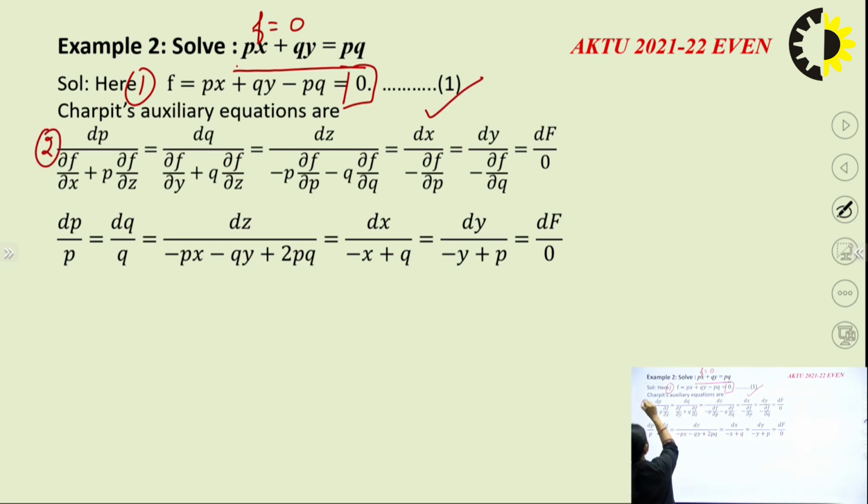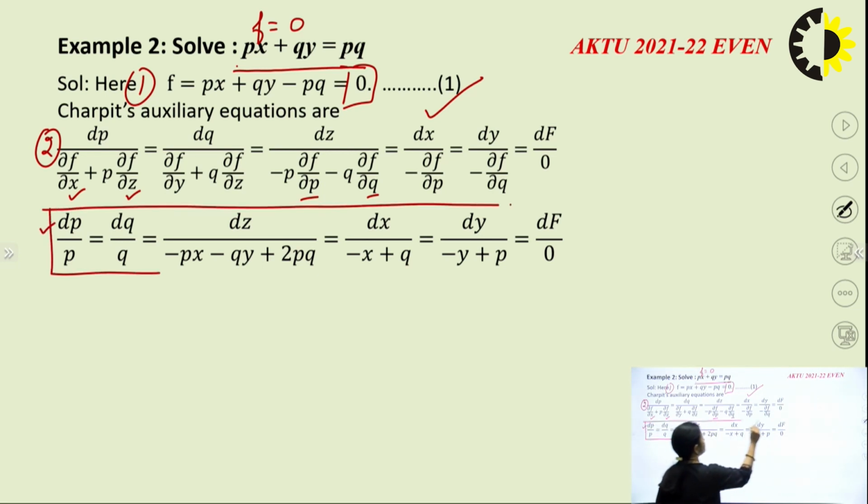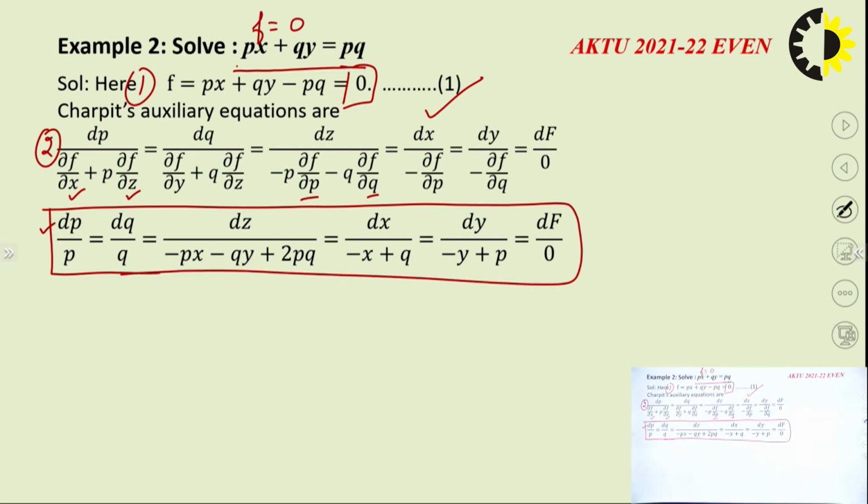Then second step is to write Charpit auxiliary equation and find all the partial derivatives of f with respect to x, y, z, p and q. If we obtain all these partial derivatives, then we have to put their values in the auxiliary equation, and we will obtain this equation. So come to the next point. If we obtain this auxiliary equation, then what we have to do?